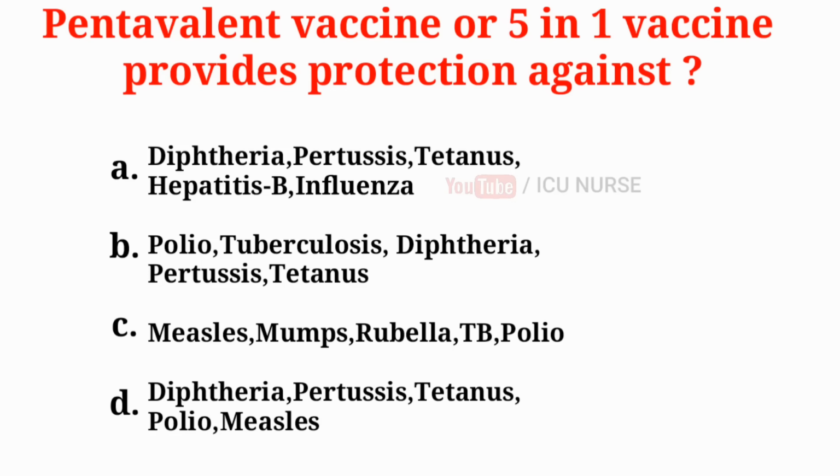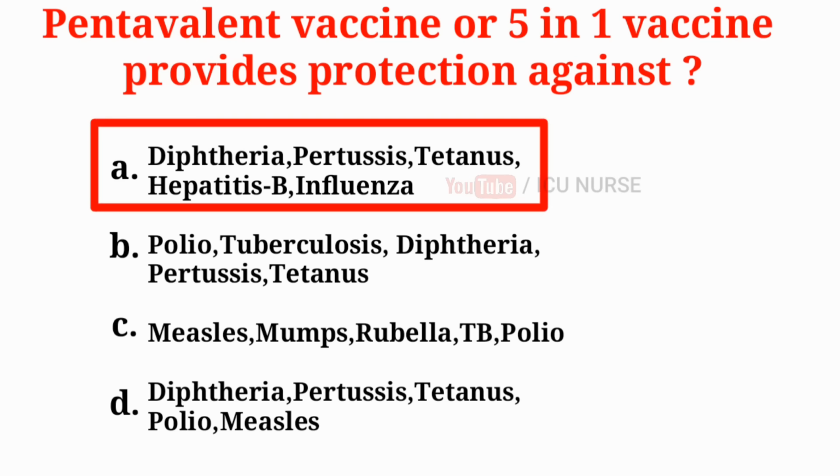Pentavalent vaccine or 5-in-1 vaccine provides protection against A. Diphtheria, pertussis, tetanus, hepatitis B, influenza. B. Polio, tuberculosis, diphtheria, pertussis, tetanus. C. Measles, mumps, rubella, TB, polio. D. Diphtheria, pertussis, tetanus, polio, measles. And the correct answer is A. Diphtheria, pertussis, tetanus, hepatitis B, influenza.